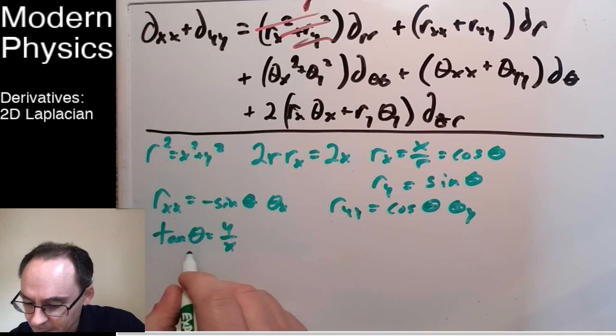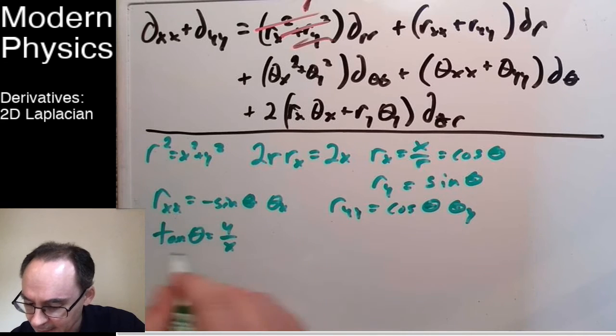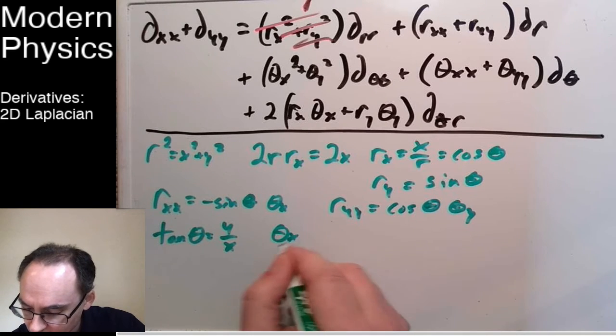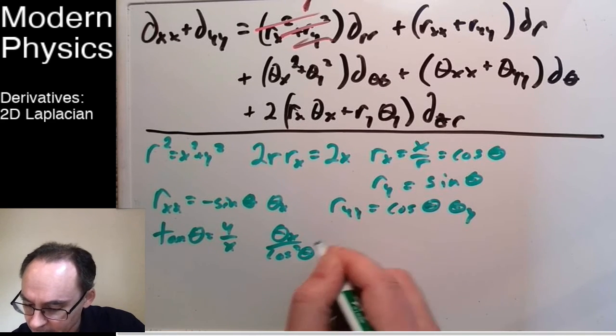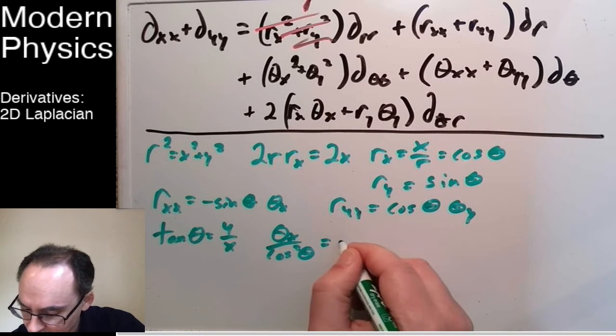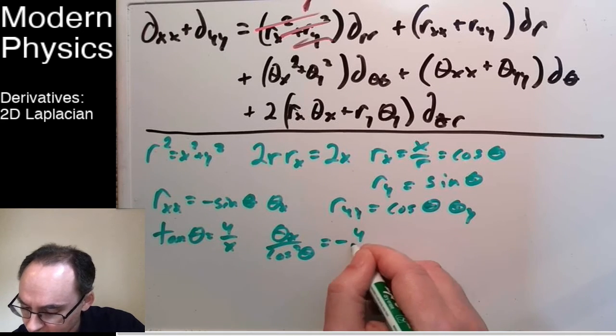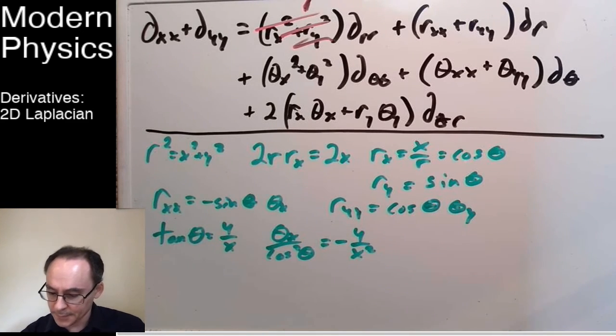But I'm taking the derivative with respect to x, so I also have to get a d theta dx. So that when I take the derivative with respect to x of both sides of this equation, I get theta x over cosine squared theta. And then the derivative of the right-hand side with respect to x is, I've got x in the bottom there, so it's x to the minus 1. So I get minus y over x squared.